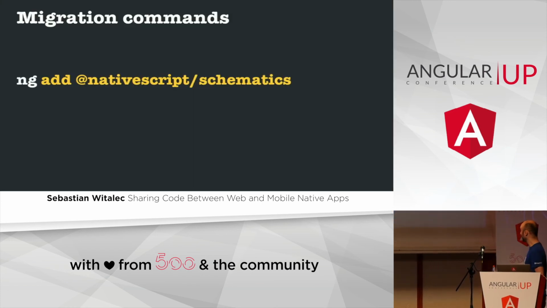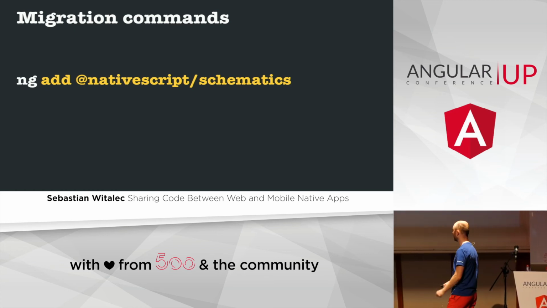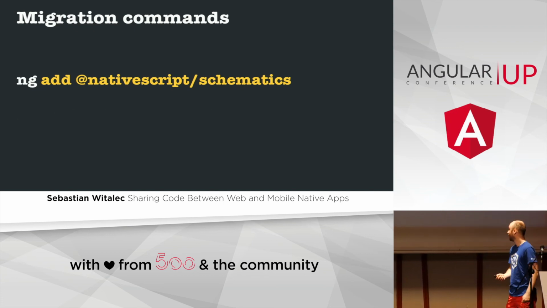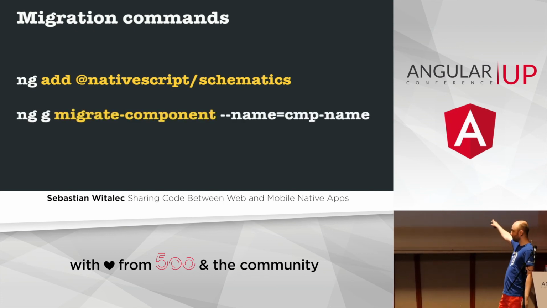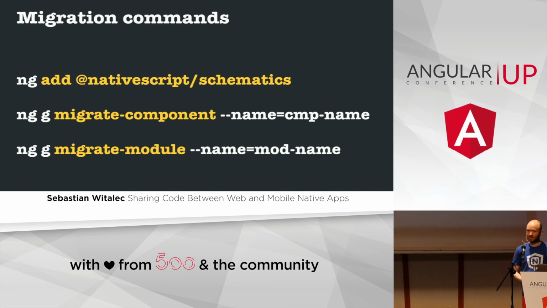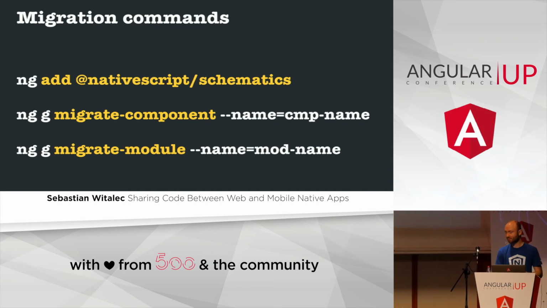So just to recap, migration, we're looking at 3 different commands that can help your life. ng-add with add NativeScript /schematics, ng generate for migrate component, and then ng generate for migrate module. And then this will pretty much help you do the trick for the code migration. And this works, it's already out there, and I had some people tweeting at me saying, hey, this worked, it took me an hour to convert my project, etc.